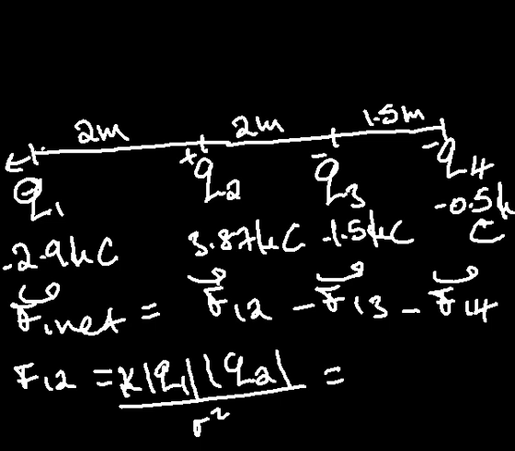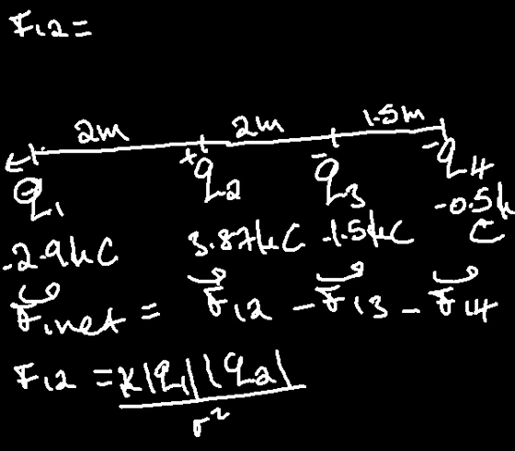And what will be that? So in this case, we know that the value of Coulomb's constant is given as 8.99 times 10. Let me have this at this point. That is F12.